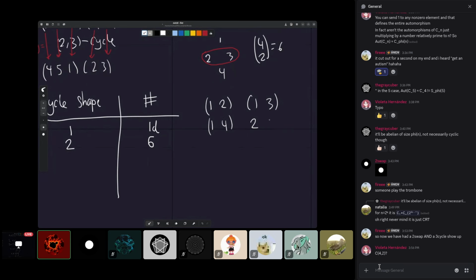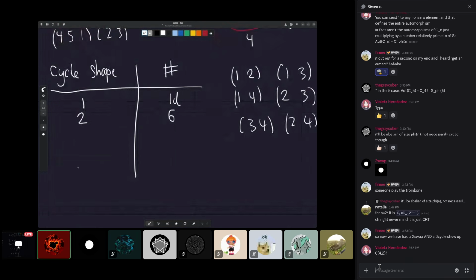Since I've begun. What am I missing? 1, 2, 1, 3, 1, 4. 2, 3. 2, 4, 3, 4. There we are. All right, that's cycle shape 2.